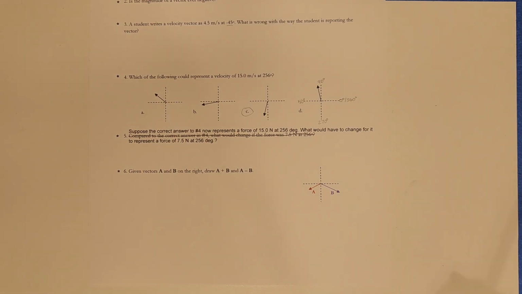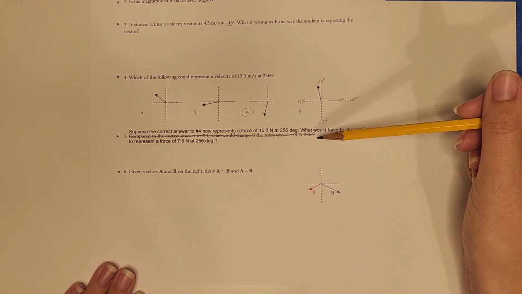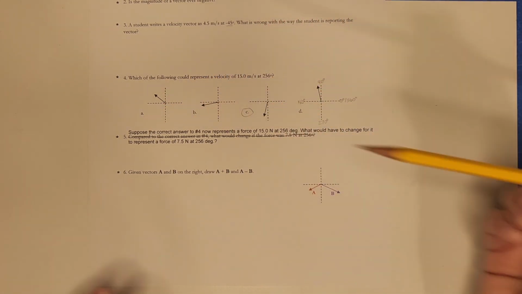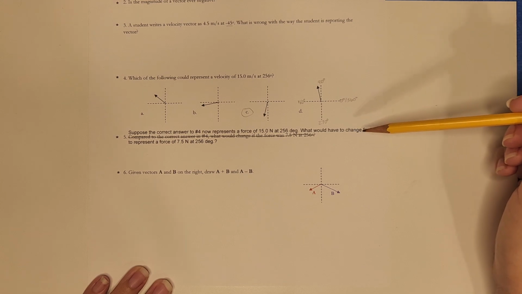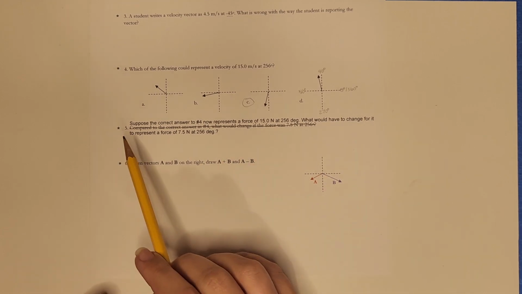For question 5, this question is incorrect as per the errata for the book. And so, for the correct question, the way it should be written here, I have marked out the incorrect and typed in the actual correct question as per the errata. So suppose the correct answer to number 4 now represents a force of 15.0 newtons at 256 degrees. What would have to change for it to represent a force of 7.5 newtons at 256 degrees?